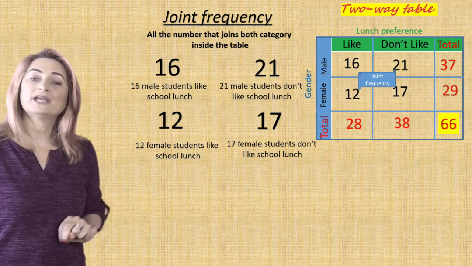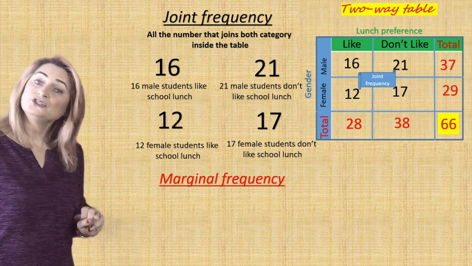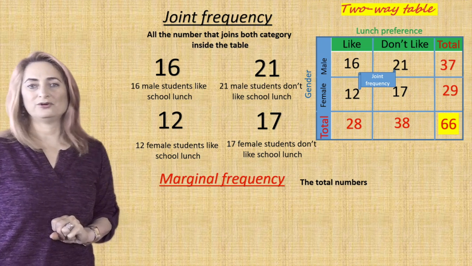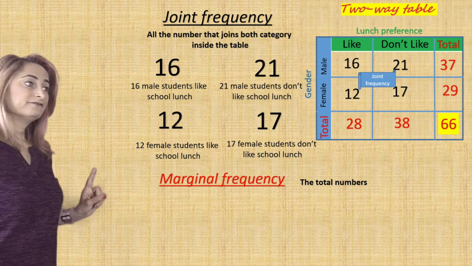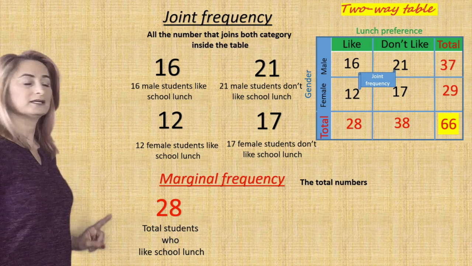Now the second vocabulary word is marginal frequency. Marginal frequency are all the numbers in the total column and row. The first number is 28, and 28 is the total students who like school lunch.